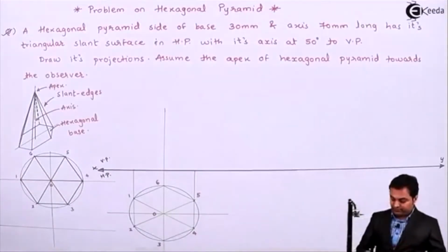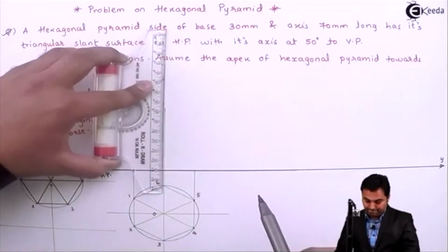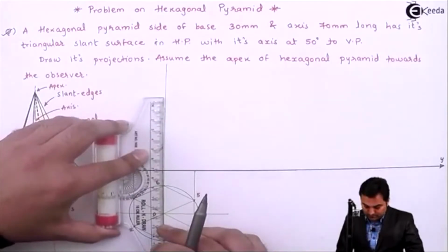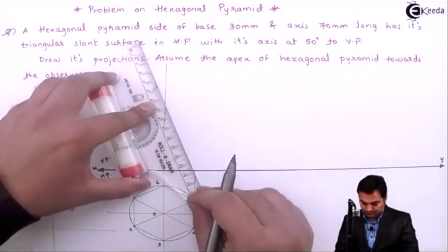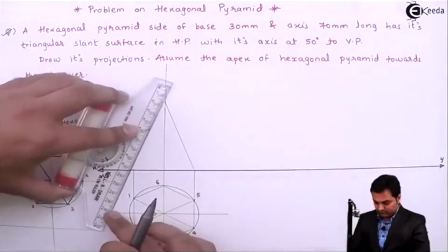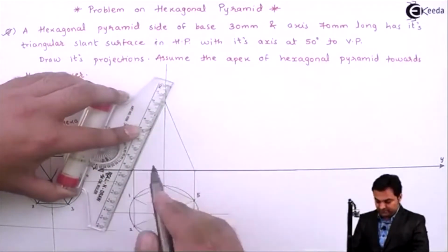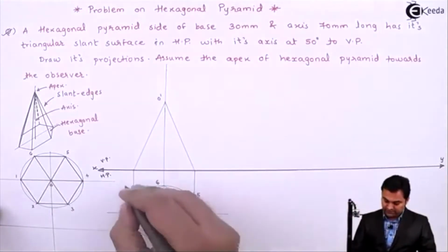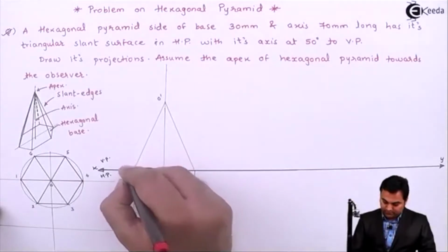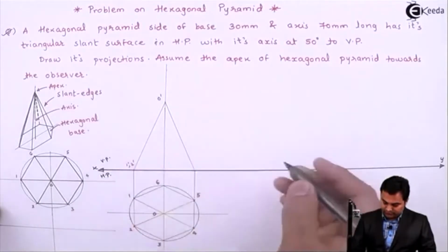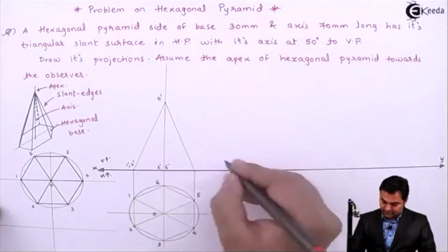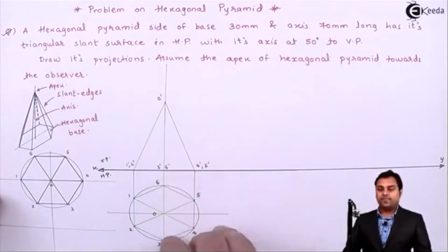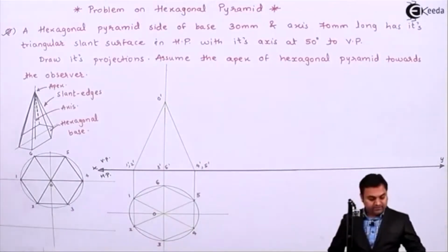Then I'll project its front view. Axis height is 70 mm. Connecting the points to the apex. Here we have O dash. This will be 1 dash, 2 dash, 3 dash and 6 dash, 4 dash, 5 dash. Now this is the initial condition. After drawing it light, now I'll make it dark.